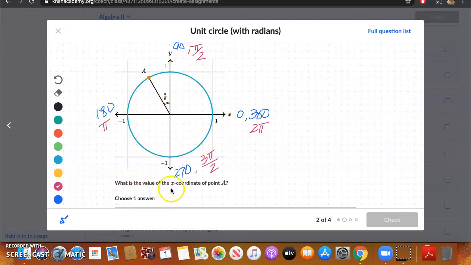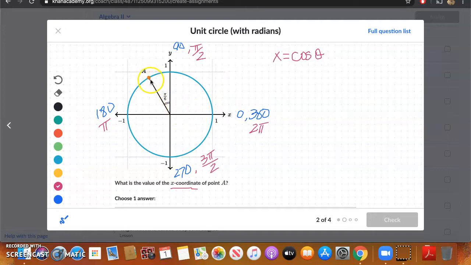It says, what's the value of the x-coordinate of point A? All right, well, we know the x-coordinate is given by cosine, right? X is cosine of theta. And then the y-coordinate, of course, was sine theta, but they didn't ask you for that here. So at this point A, they give us this angle of pi over 6. However, we can't use pi over 6 because that angle doesn't start from 0. Our angle has to start from 0 and go counterclockwise.